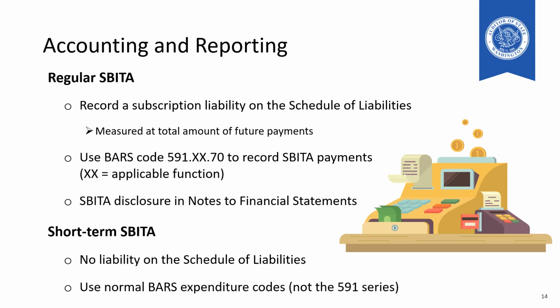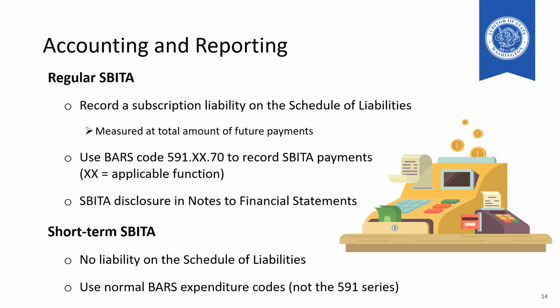That's the same way your lease liabilities are measured. When you make payments on these SBITA contracts, you'll use BARS code 591 with object code 70, which is also the same way you code your lease payments. Now the two X's in that BARS code on the screen are placeholders, and those will correspond to what function of government the SBITA contract is supporting.